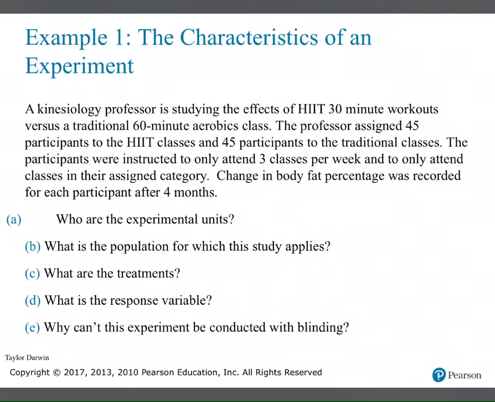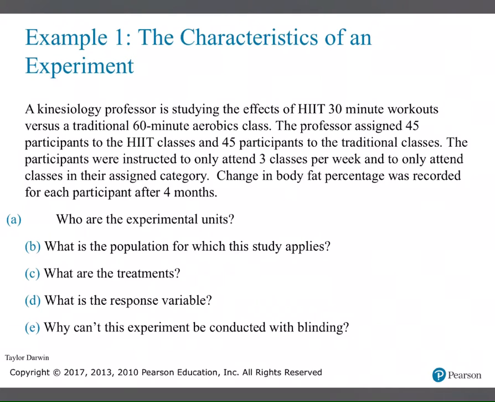This is actually one of those times that we can't blind. We can't do this experiment with blinding. It says, a kinesiology professor is studying the effects of a HIIT 30-minute workout versus a traditional 60-minute aerobic class. The professor assigns 45 participants to the HIIT class and 45 to the traditional class. The participants were instructed to only attend 3 classes per week and attend classes in their assigned category. Change in body fat percentage was recorded for each participant after 4 months.